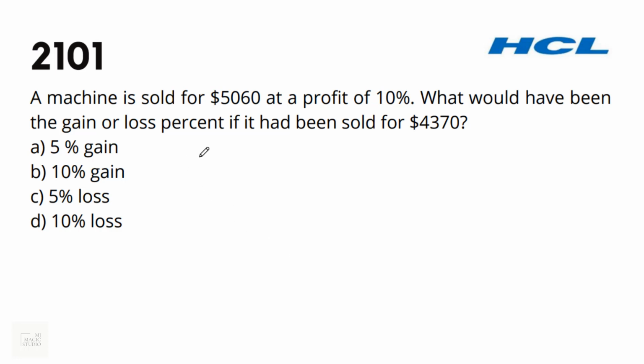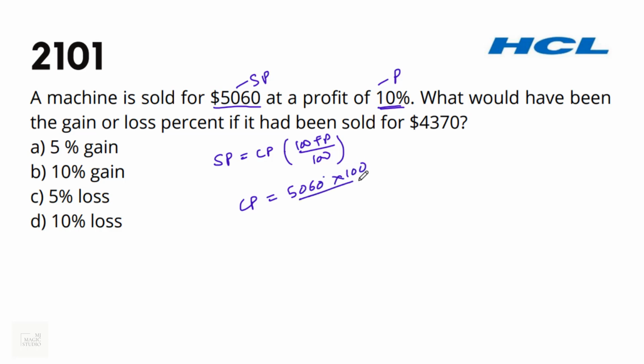A machine is sold for $5060 at a profit of 10%. That means this is the selling price and 10% is the profit. So we know the drill that selling price is cost price into 100 plus profit by 100. Therefore, CP is 5060 into 100 by 110, which is 4600. That means cost price is $4600.